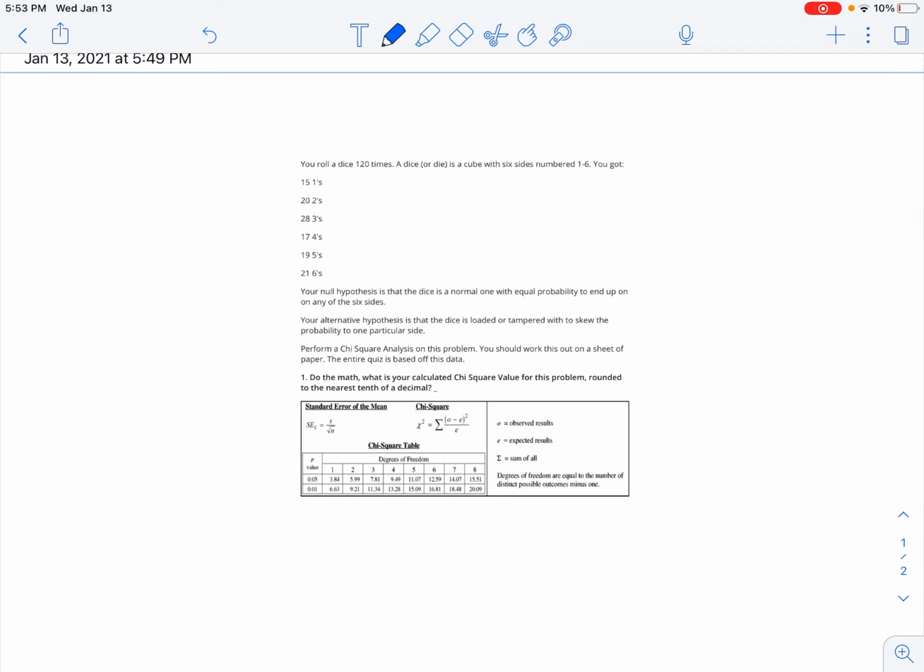So for this question, we're going to pretend we rolled the dice 120 times. I chose that number because, with 6 sides of a dice, 120 rolls is divisible by 6. And so that would be an expected 20 rolls, statistically speaking, of each number. You'd expect to get 20 number 1s, 20 number 2s, 20 number 3s, 20 4s, 20 5s, and 20 6s.